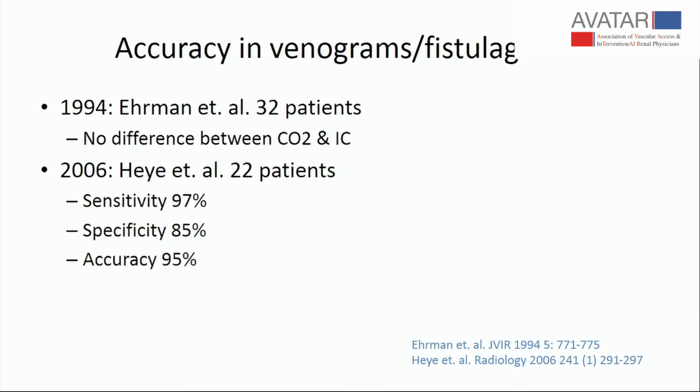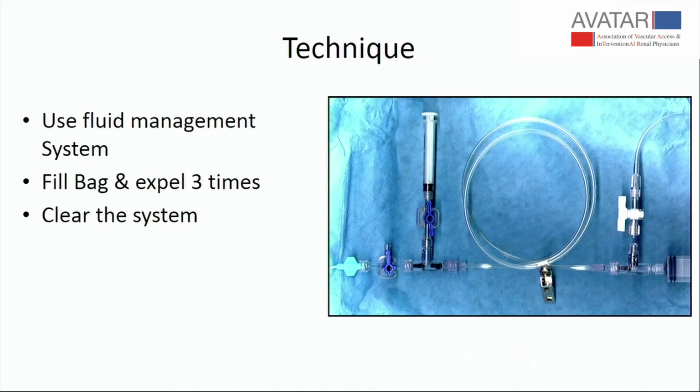What about in fistulograms and venograms? Well, in '94 Ehrman published in 32 patients. There was no difference in estimating diameter stenosis using CO2 or iodinated contrast. In 2006, Hay looked at 22 patients, had a 97% sensitivity, 85% specificity in using carbon dioxide for fistulograms.